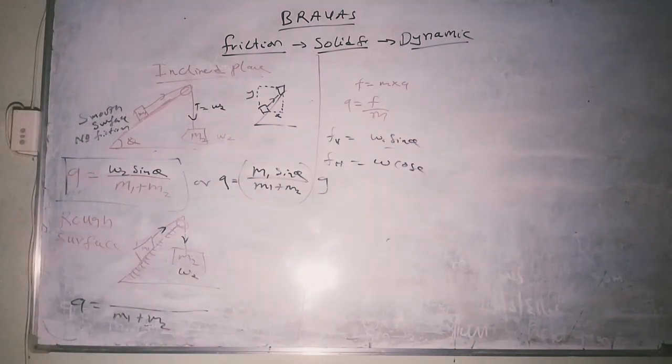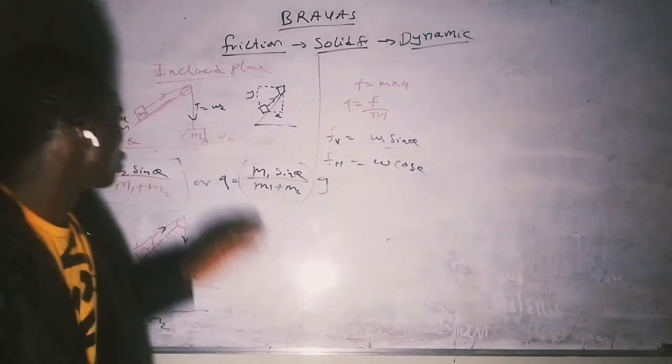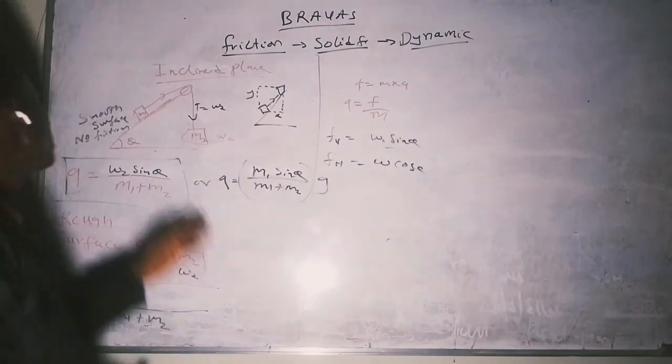So let's go. This is a smooth surface, no friction. That's why we don't talk about friction. But you are not talking about friction when we are still on friction? Yes, this is a smooth surface.